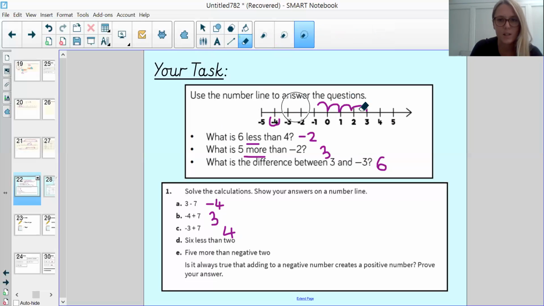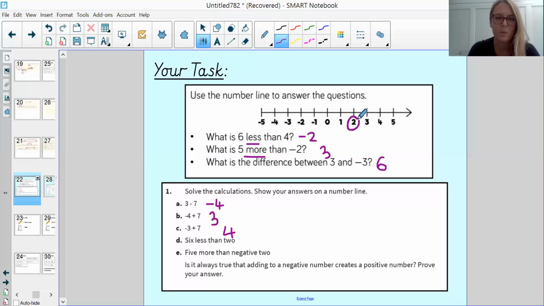Next one, 6 less than 2. So 6 less than 2, okay, so we're starting with 2. Sometimes they're worded a bit tricky, so we're starting at 2 and then we're doing 6 less. So 2, and then we're counting back 6, so 1, 2, 3, 4, 5, 6. So our answer is -4.